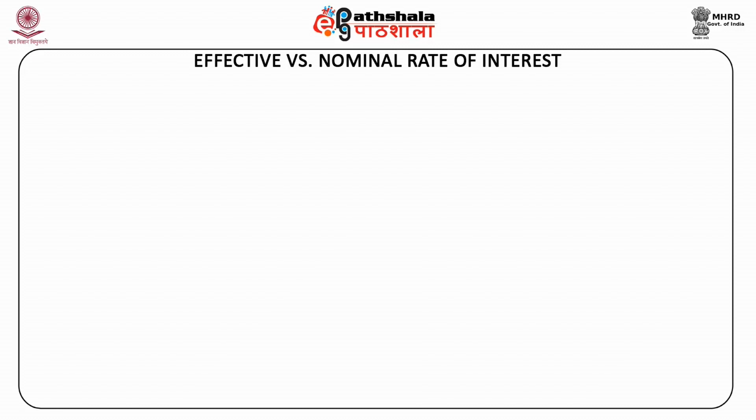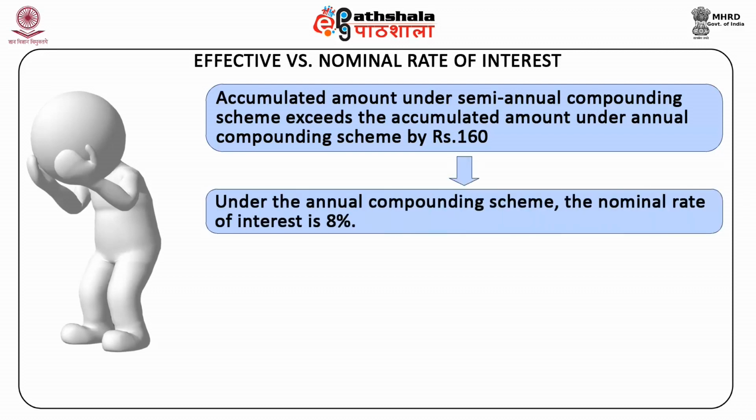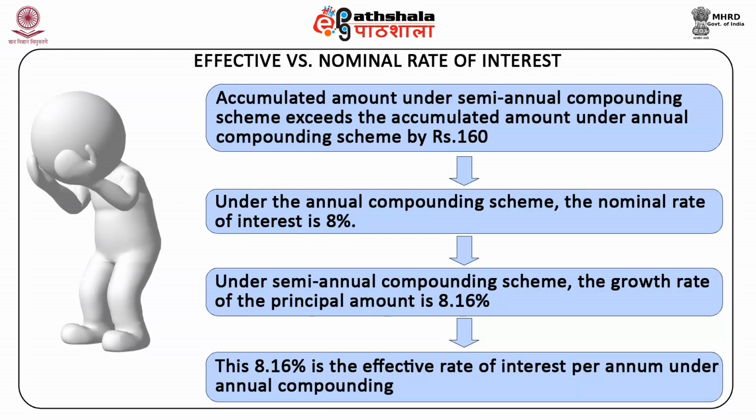Effective versus nominal rate of interest. In the above example, the accumulated amount under the semi-annual compounding scheme exceeds the accumulated amount under the annual compounding scheme by rupees 160. Under the annual compounding scheme, the nominal rate of interest is 8%. However, under the semi-annual compounding scheme, the growth rate of the principal amount is 8.16%. This 8.16% is the effective rate of interest per annum under annual compounding that has the same effect as the rate of interest under the semi-annual compounding scheme.